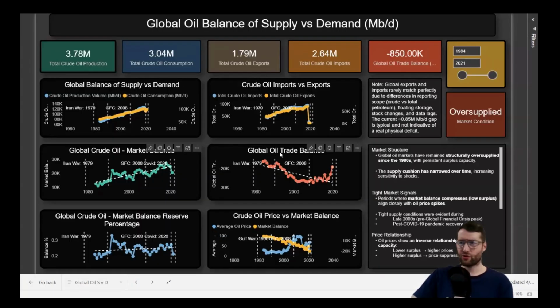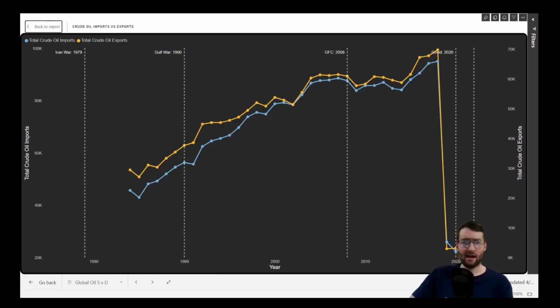Now, next, we're going to talk about trade imbalances. Imports and exports don't perfectly match, and that's expected. As I pointed out before, null values can happen in the data set. Other factors are differences in reporting scope, storage and inventory movements, and timing mismatches across global markets. So rather than treating this as an error, we will treat it as a real-world characteristic of global energy data.